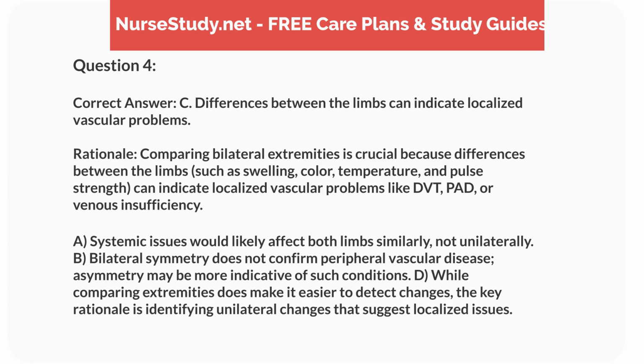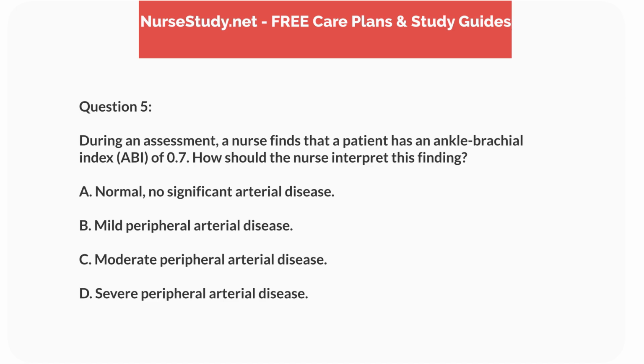Question 5. During an assessment, a nurse finds that a patient has an ankle brachial index of 0.7. How should the nurse interpret this finding? A. Normal, no significant arterial disease. B. Mild peripheral arterial disease. C. Moderate peripheral arterial disease. D. Severe peripheral arterial disease.